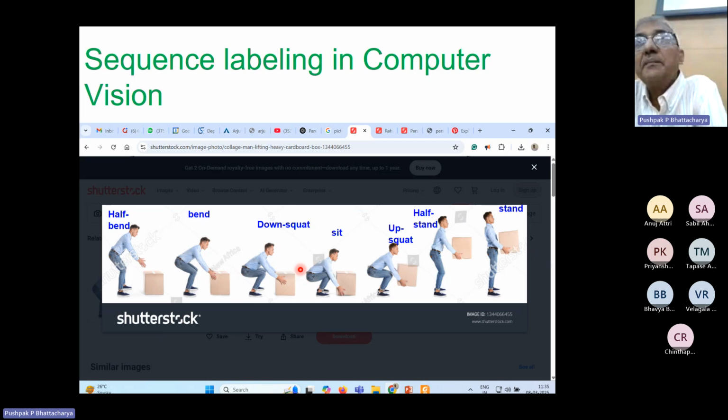So this is one very important example coming from computer vision. And this labeling is done by human beings.